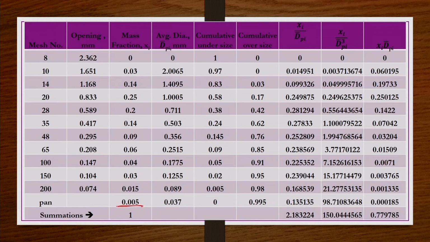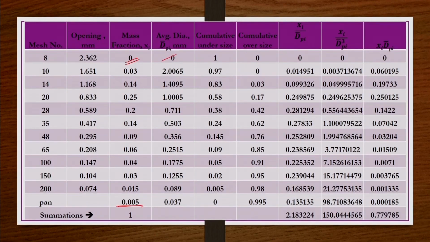So, we need to have a Dp bar, that is the average diameter for each increment. For the first one there is no average diameter because it is the first one. Whatever material is retained is taken as the mass fraction, but there is no material retained as per the mass fraction given, so we need not worry about this one. Actually it is not 0, it should be taken as 2.362 if required, but it is not required as of now because there is no mass fraction retained on this 8 mesh.